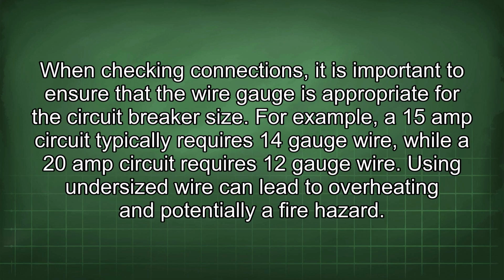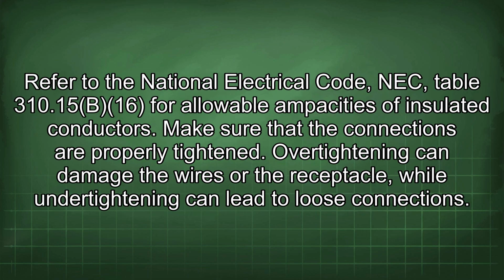When checking connections, it is important to ensure that the wire gauge is appropriate for the circuit breaker size. For example, a 15 amp circuit typically requires 14 gauge wire, while a 20 amp circuit requires 12 gauge wire. Using undersized wire can lead to overheating and potentially a fire hazard. Refer to the National Electrical Code, NEC, Table 310.15(B)(16) for allowable ampacities of insulated conductors.